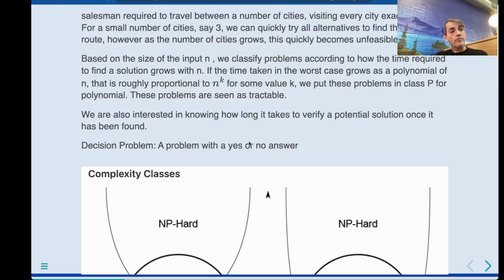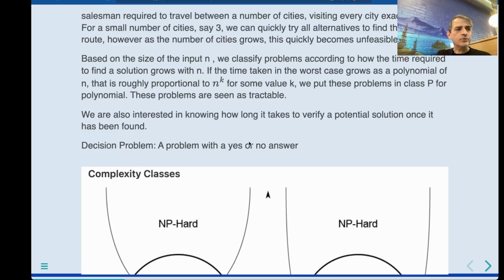So we say that if this is the case, if we can indeed vary the input n according to this constant, and then decide, that gives us the time to decide the problem. These problems are seen as tractable. They're not too difficult to solve. And these are called polynomial problems, or solvable in polynomial time.